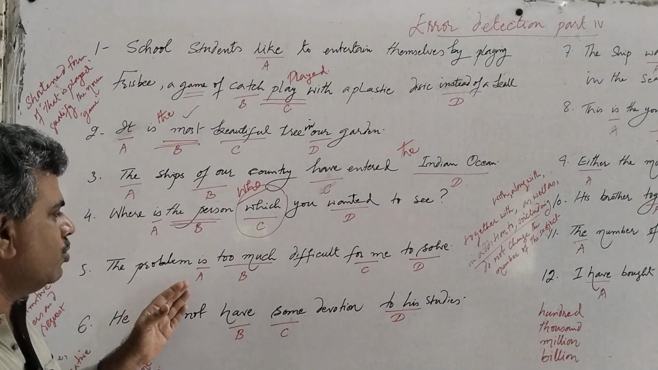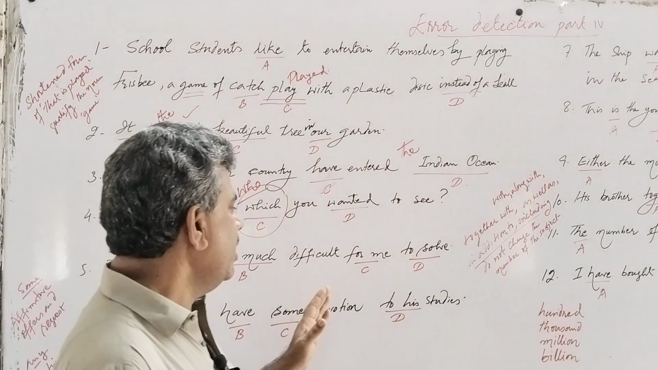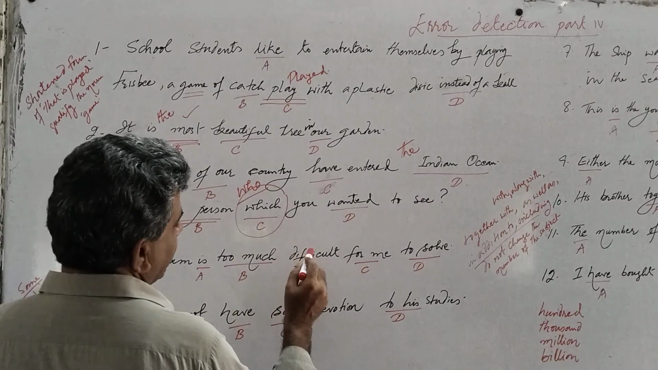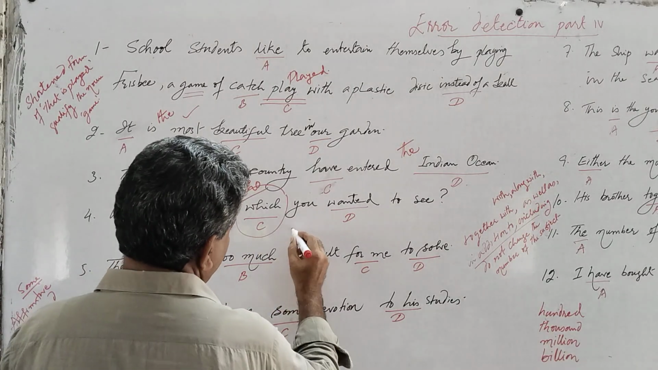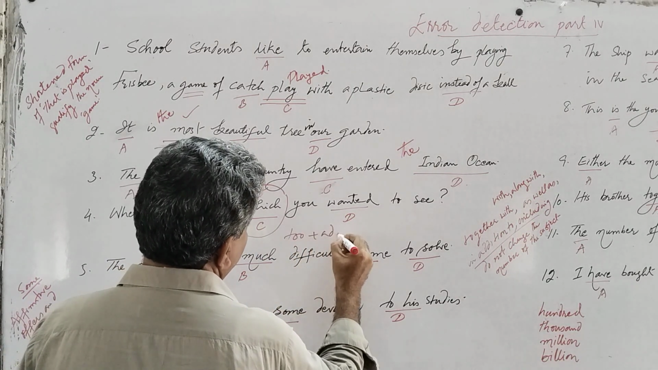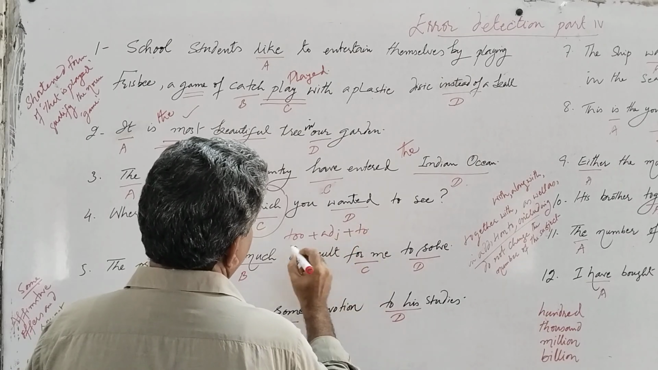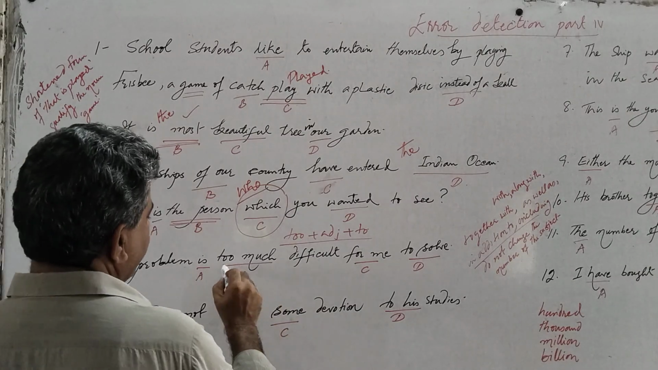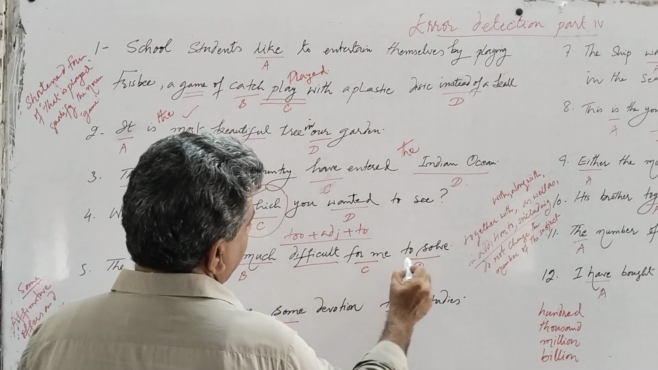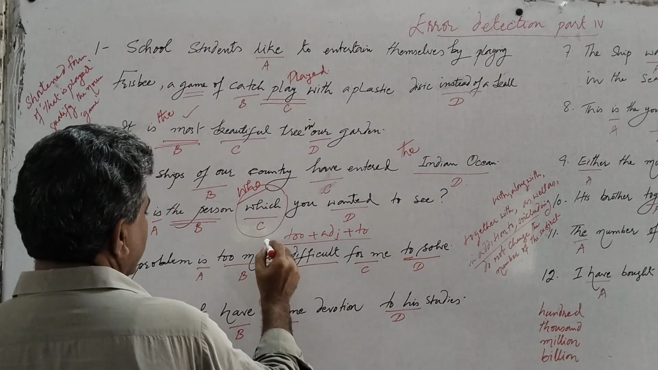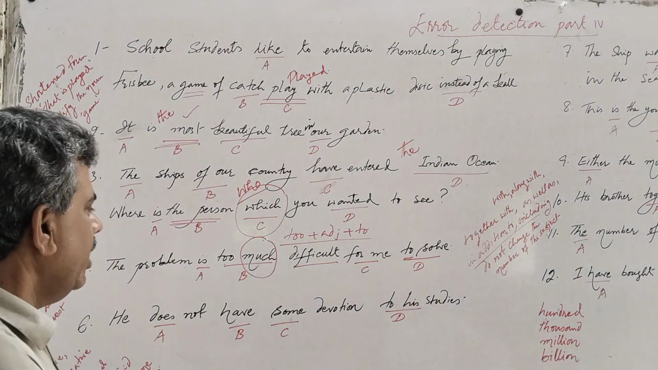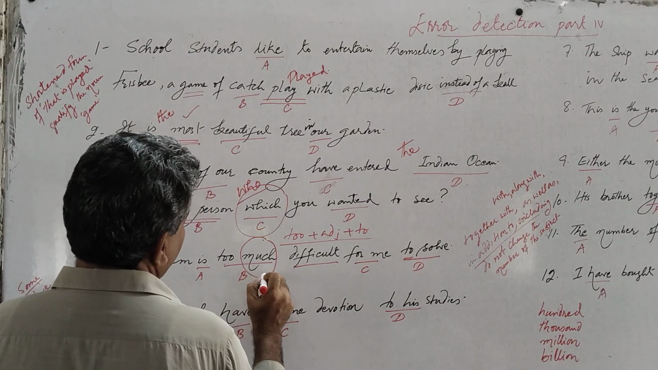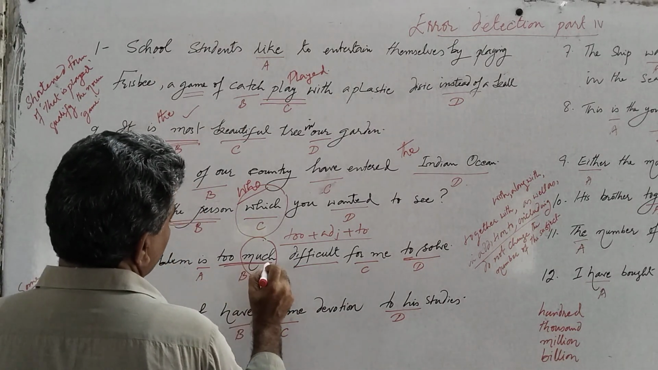Now we have fifth sentence. The problem is too much difficult for me to solve. You know we have a construction of too plus adjective plus to. This is very famous construction. So we have too, we have adjective. This is also true, but much is redundant here. We do not need any other word here when we have the word too.